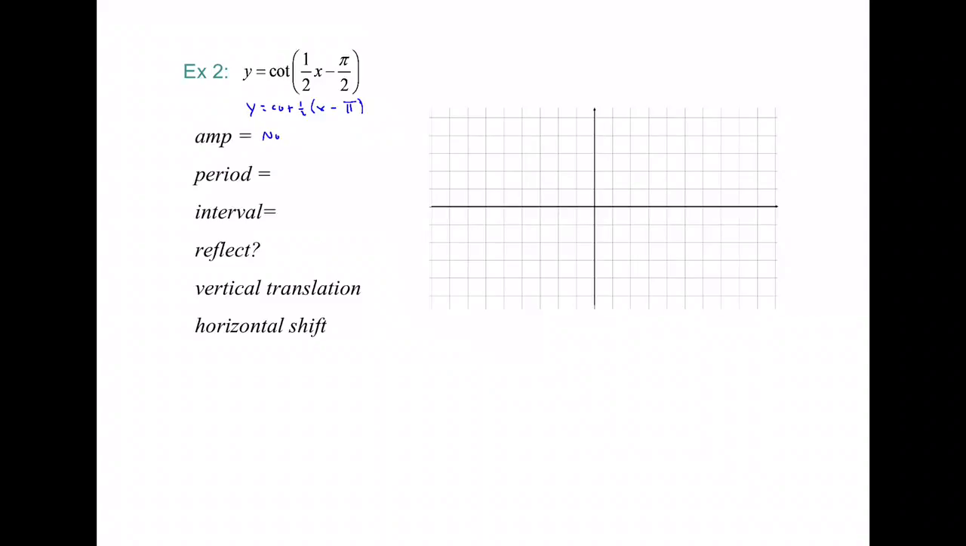So the amplitude is none, the a value is 1, the period is pi divided by 1/2, or pi times 2/1. And then the intervals would be into fourths, so that 2 pi divided by 4 is pi over 2. There is no reflection here, there's no negative a value. Vertical translation, we're not shifting up or down, so there is no vertical translation as well. And then the horizontal shift, it's not pi over 2, you have to factor it out, so it's going to be pi units to the right.